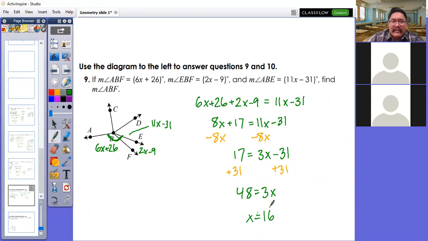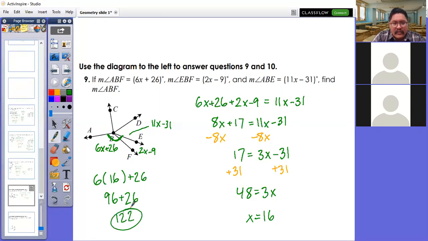Okay, so let's see. Now we got to start filling these in. So let's plug it into this one here. Actually it says find ABF, so the only one we need to find is this one here. So we're not looking for all of them. Make sure you read the question, because a lot of times you can save yourself a little bit of work by reading the question. If I didn't read that question again, I probably would have done all 3 of them, which would waste a lot of time, because we're finding answers for things we don't really need to find. And in this case here, it looks like it's 122.